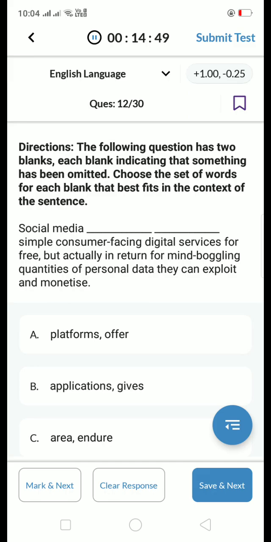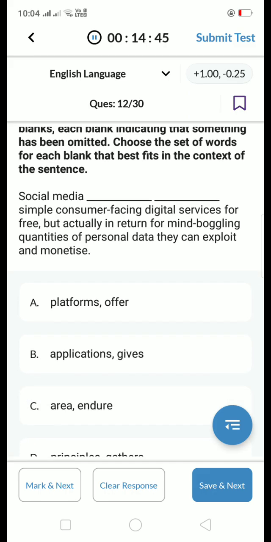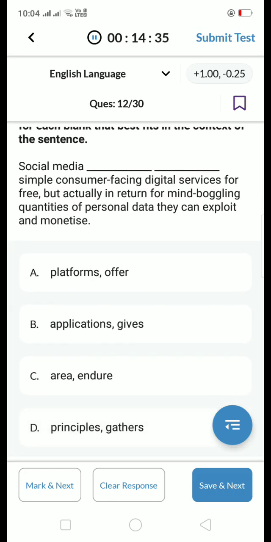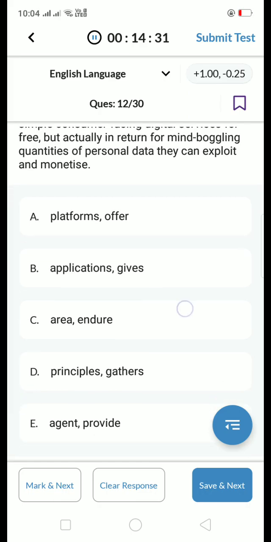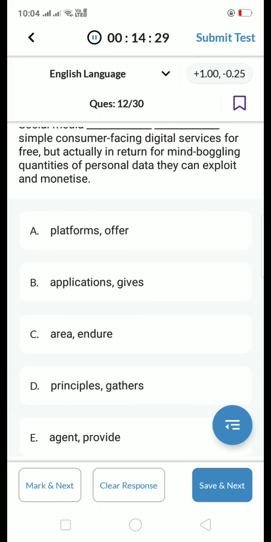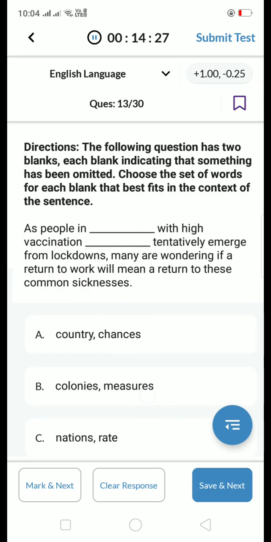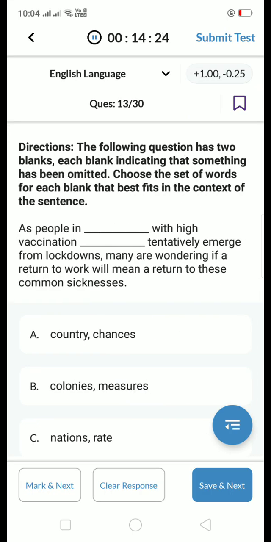सोशल मीडिया डैश डैश प्लेटफॉर्म्स ऑफर सिंपल एप्लीकेशंस गिव्स. ओके, अगर एप्लीकेशन है तो गिव्स तो होगा नहीं, बिकॉज सब्जेक्ट प्लूरल एंड वर्ब सिंगुलर, ऐसा नहीं होगा. एरिया इंड्योर नहीं होगा, प्रिंसिपल्स गैदर्स नहीं होगा, एजेंट प्रोवाइड, अगेन एजेंट एंड प्रोवाइड्स होना चाहिए, तो प्लेटफॉर्म्स और ऑफर सबसे सूटेबल आंसर है.